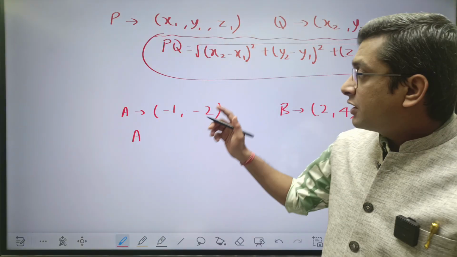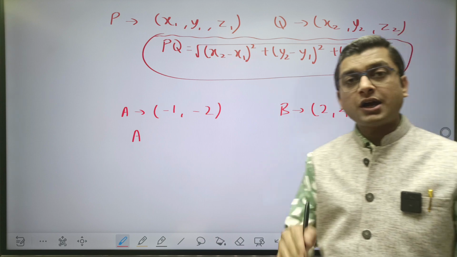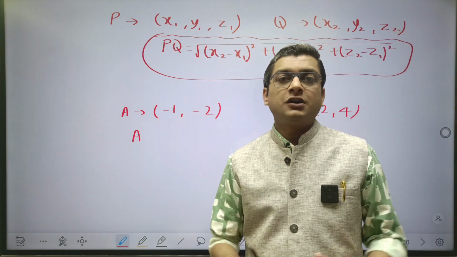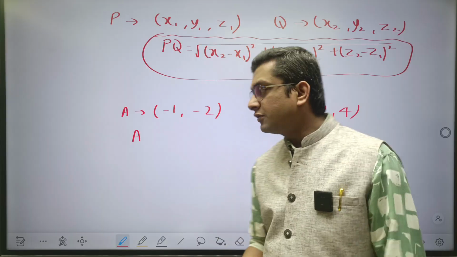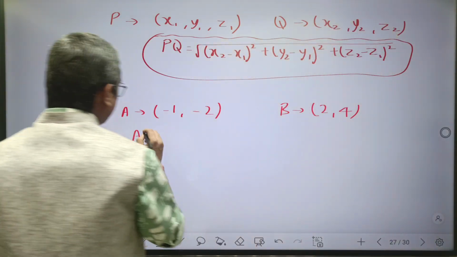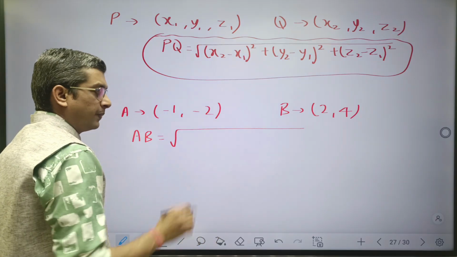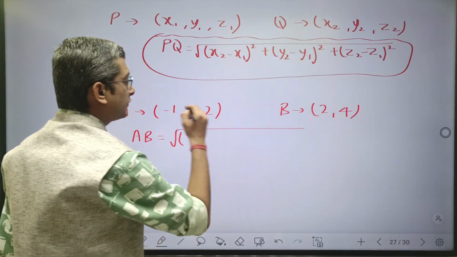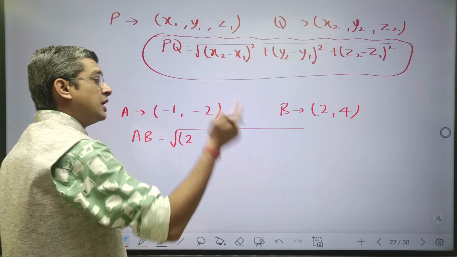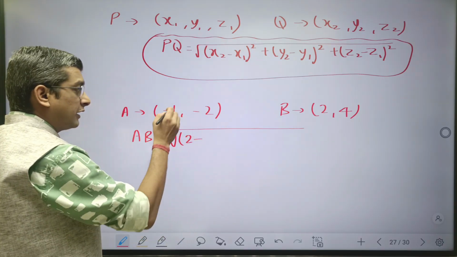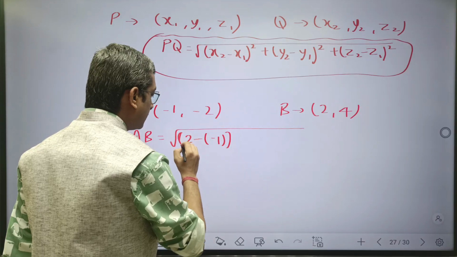If the initial position of the particle is given as -1, -2, the final position is given as 2, 4, and you are asked to find the distance covered by the particle, then it is actually asking the distance between points A and B. So directly apply the formula. The distance AB is root over, now the first term is (x2 minus x1) square. Observe carefully, x2 is 2 minus x1, x1 is -1, whole square.